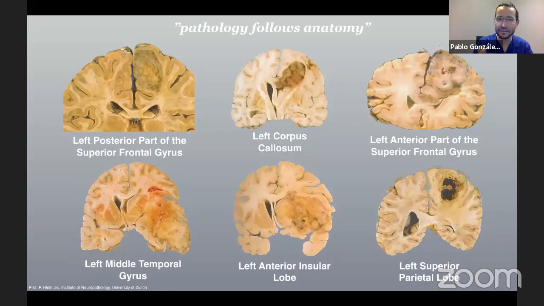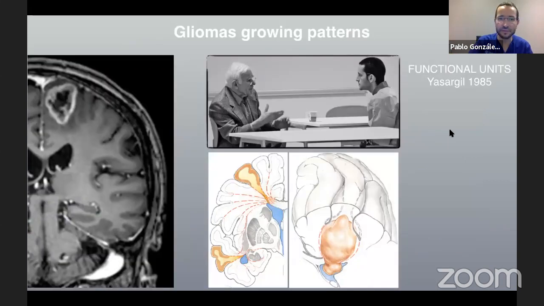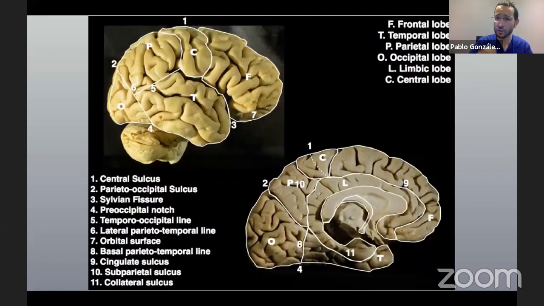So it's quite clear that pathology follows anatomy. So it's important to understand the sulcogyral architecture to understand where a tumor is growing and how it's growing through the white matter fibers. And this is a concept that Professor Yasargil introduced in 1985 about the functional units. So in order to understand how these gliomas are growing, we must understand how the sulcogyral architecture is arranged in our brains. So we have the 7 lobes concept: frontal, temporal, parietal, occipital, limbic, central, and insular.